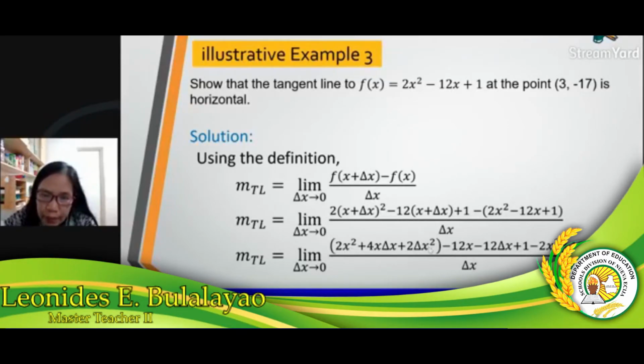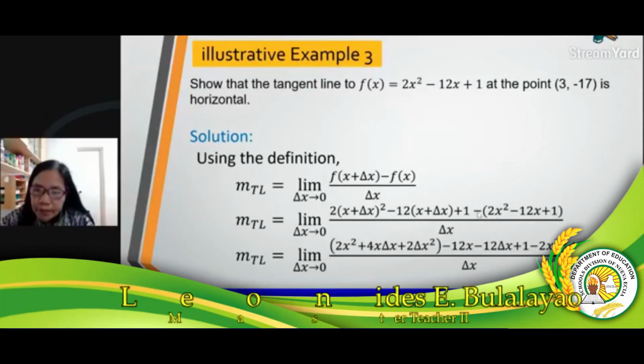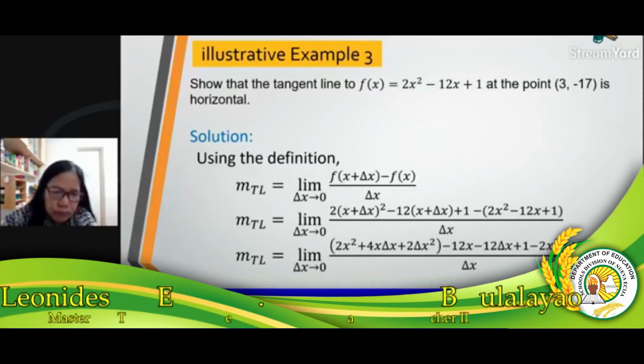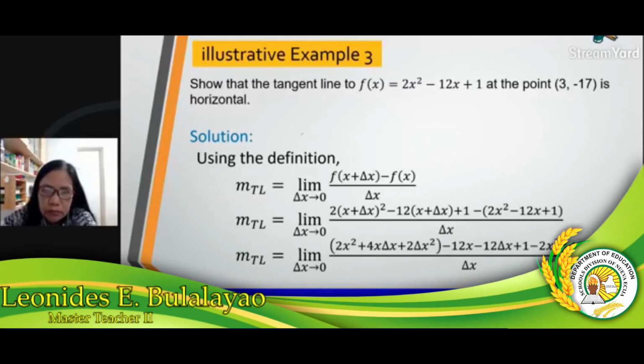So we have this one. And then this is minus 12x and minus 12 delta x plus 1. And then this is minus 2x squared, negative, negative, that is positive 12x, and then negative 1. And then we have positive 2x squared here, negative 2x squared, and then we have negative 12x, positive 12x, positive 1, negative 1.